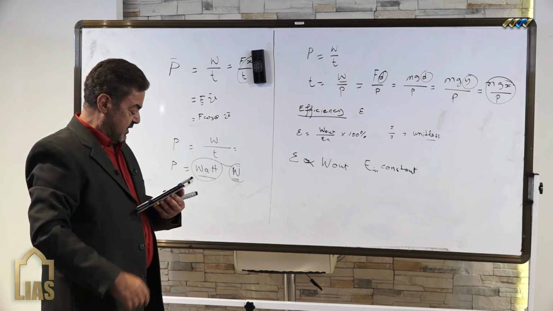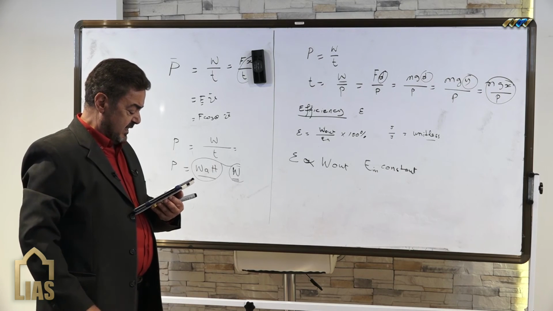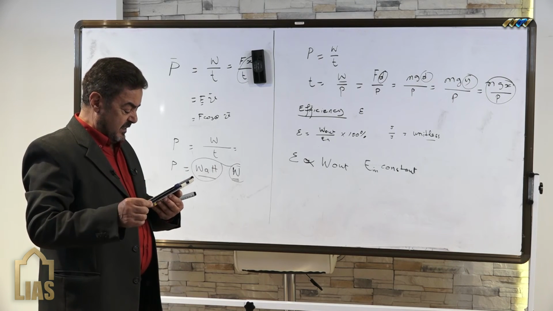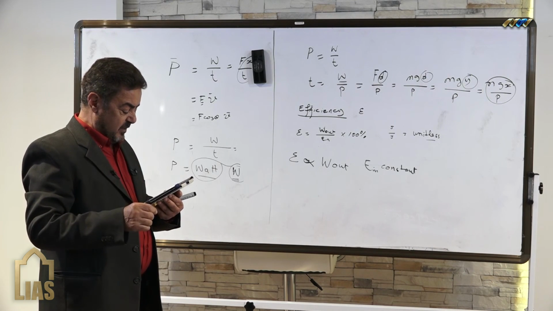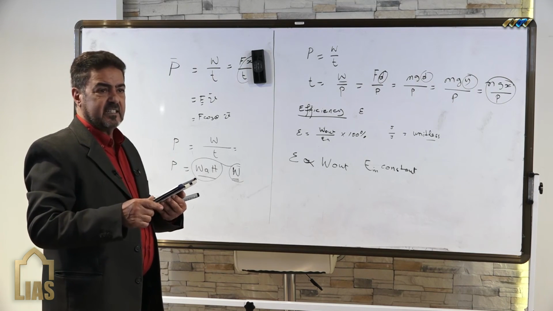Also, an efficiency of 0.4, which is 40%, means that the 60% of the energy input is lost because of the friction.